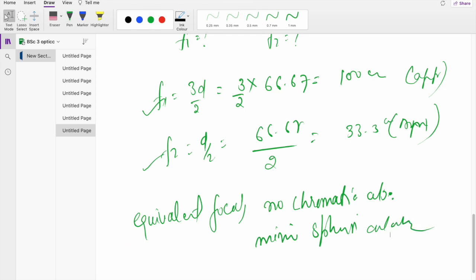So these are some numericals based on our geometrical optics. We have discussed today one numerical from compound microscope, one numerical from aberration, and another one from aberration. We will continue our numerical series in our next lecture. Thank you.